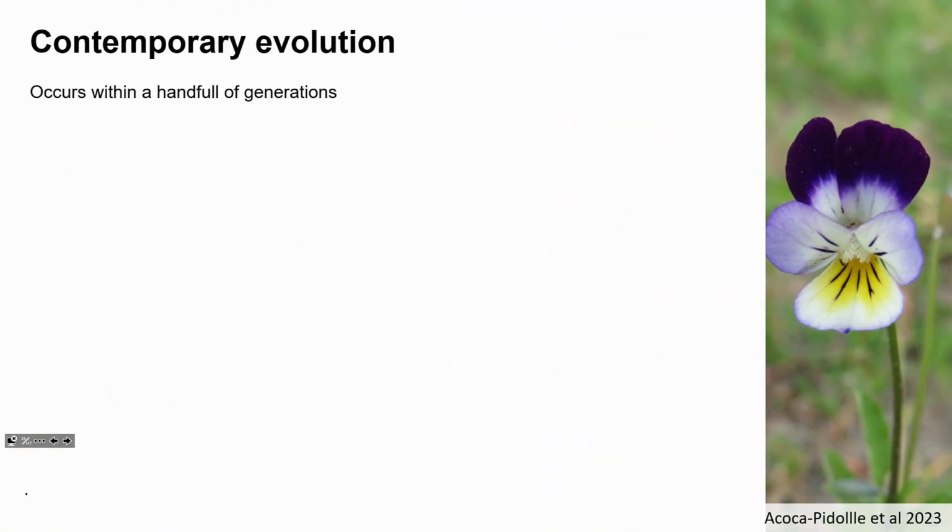So plants can use evolution, plastic, or migration responses to adapt to it, and I'm specifically interested in what we call contemporary evolution, meaning an evolutionary change in allelic frequencies that occurs within a handful of generations.